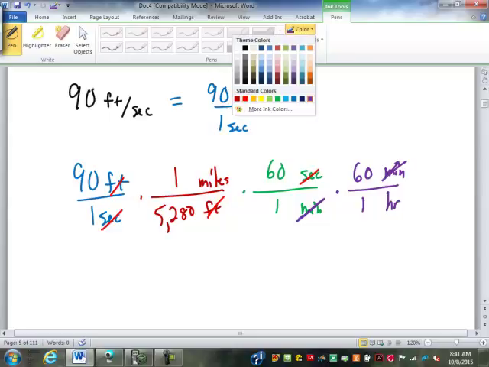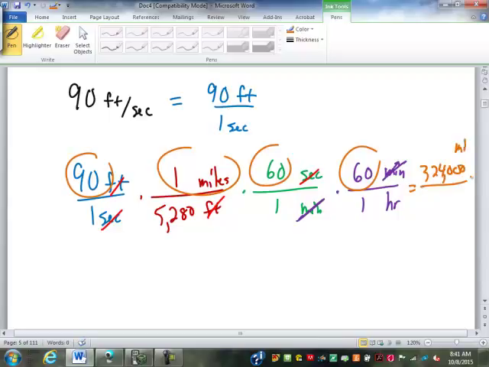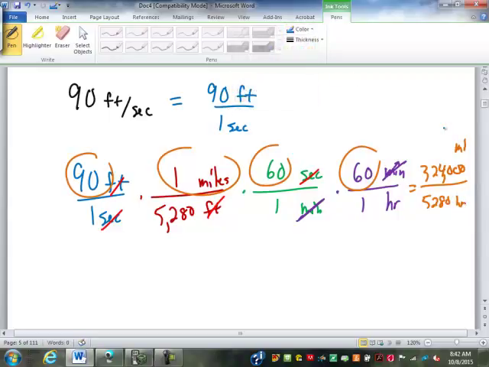So what we have here, we have 90 times 1 mile times 60 times 60, which is what? 324,000 miles. Does that sound right? Over 1 times 5,280 times 1 hour. That's 5,280 hours. Obviously, we need to divide that out. 324,000 miles divided by 5,280 hours is going to be what?